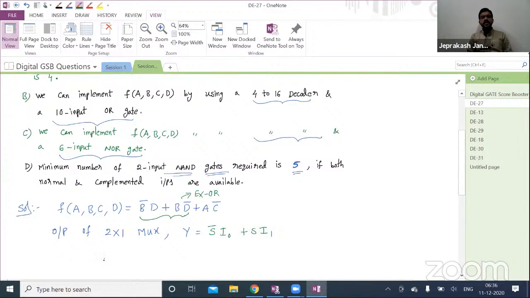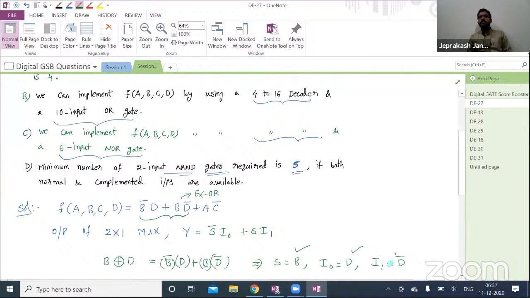Now use this standard equation in order to get B exclusive OR D. So directly write here B bar D plus B into D bar. That means here the selection line is B, I naught is D, I1 is D bar. B bar into D plus B into D bar. Selection line is B, I naught is D, I1 is D bar.